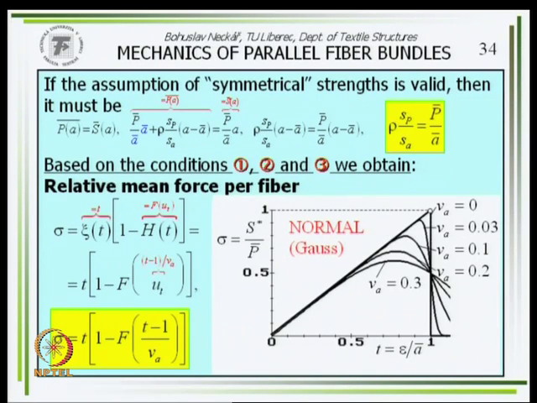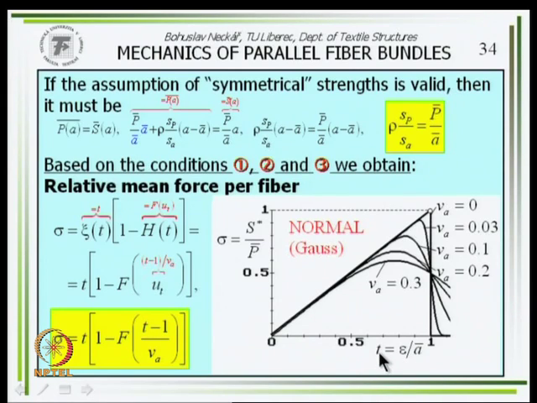Using these three assumptions, we obtain, after application of our equations, this graph. By the way, the equation here is shown. I will comment on this equation later. On the abscissa is epsilon by A bar. What is it? Strain by mean breaking strain per one fiber. I call it T in the moment, a relative quantity. And the ordinate is S star, the mean force per one fiber in the bundle, by the mean value of fiber strength.